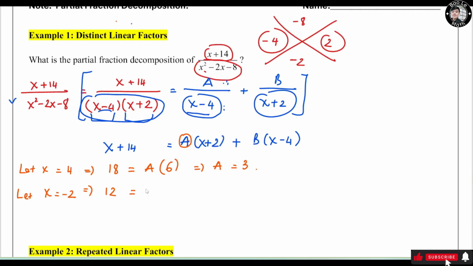You have b left, times negative 2 minus 4, which is negative 6. So then divide both sides by negative 6, b equals negative 2. Now we're going to make the conclusion.